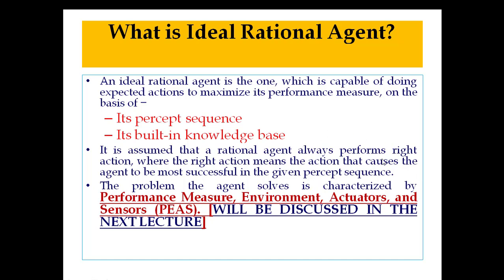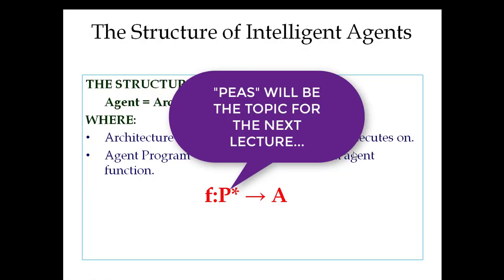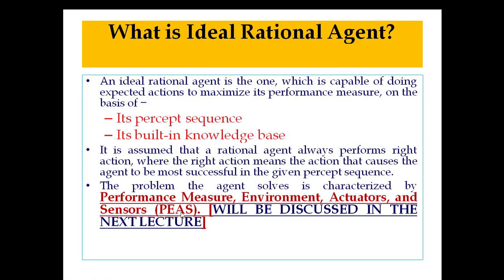Now, the problem the agent solves is characterized or measured by one important technical terminology that is known as PEAS. So P stands for performance measure, E stands for environment, A stands for actuators, and S stands for sensors. PEAS will be very important for an ideal rational agent, meaning by this we characterize the agent and the agent's environment. And this PEAS I will discuss in the next lecture, because this is a very long topic, so I'll take time. That's why I am framing a new lecture particularly for PEAS, and that will be just the next lecture after this lecture.